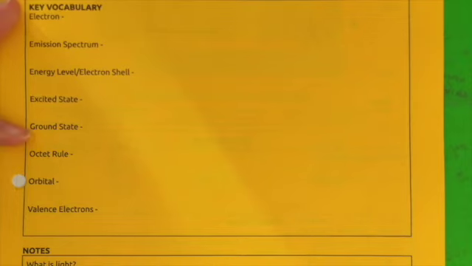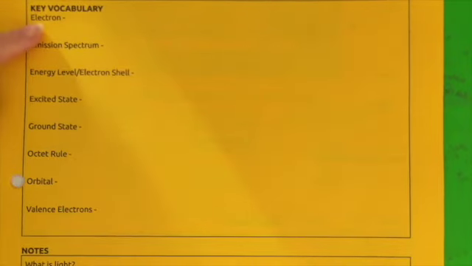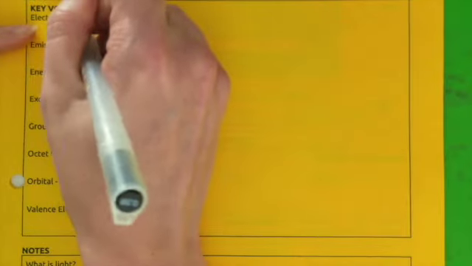Now, it seems like a lot of vocab, but it really isn't going to take very long because some of it we already know. So we actually already know what an electron is. An electron is a negatively charged subatomic particle found outside the nucleus of the atom.